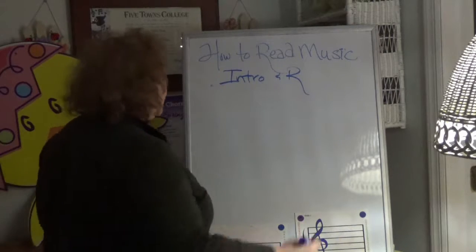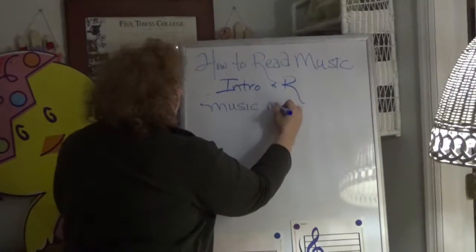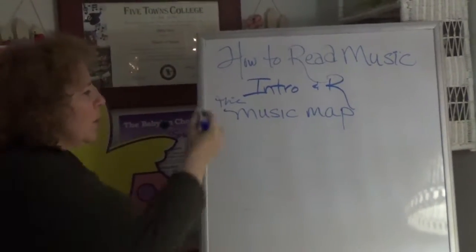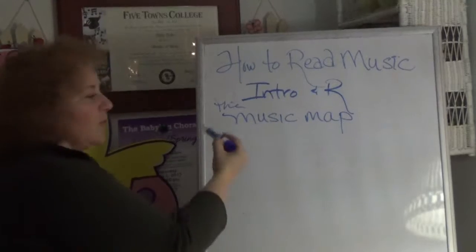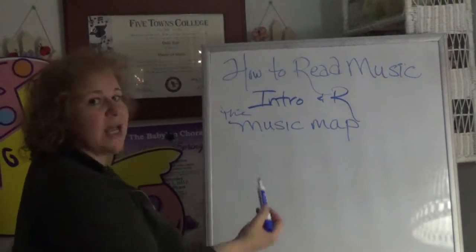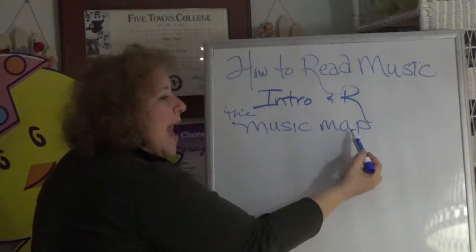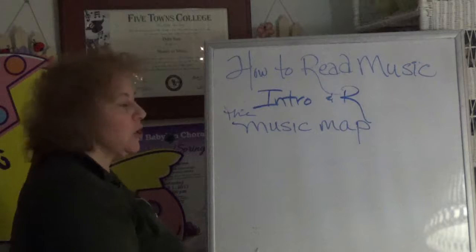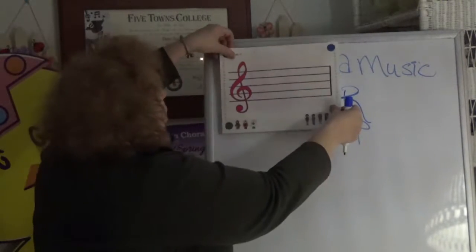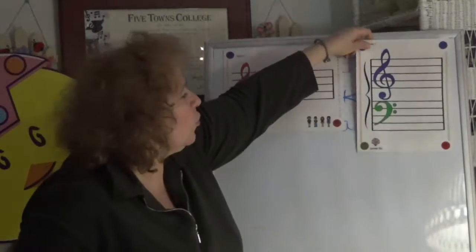Music is a map. If you know how to read, you can read the music map. The music map is from left to right, just like we read. Each thing symbolizes something, a sound. The music map is a representation. So is music. Okay? We talked about the staff. We talked about the grand staff.